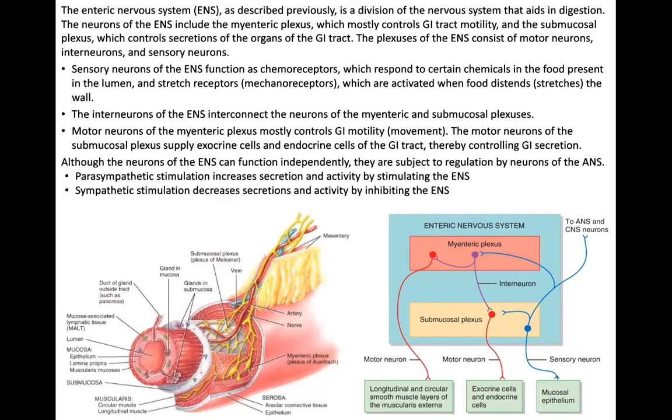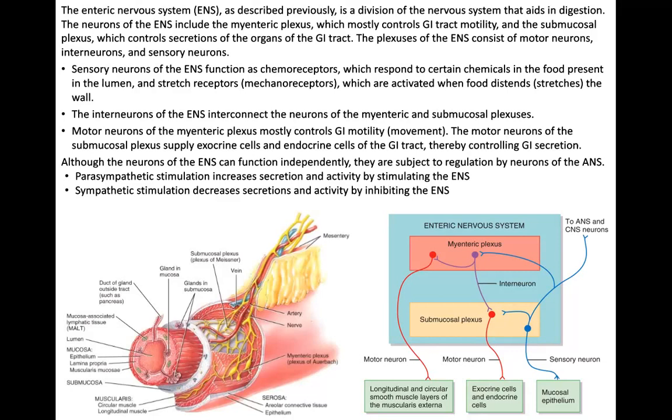So the arrival of food into our stomach causes it to stretch, causes it to change its pH, which starts to activate the stomach to start doing what it needs to do: contracting, mixing that stuff up with the stuff it's secreting, which is the other major thing it's doing. Although neurons of our enteric nervous system can function independently, they are subject to regulation by neurons of our autonomic nervous system.